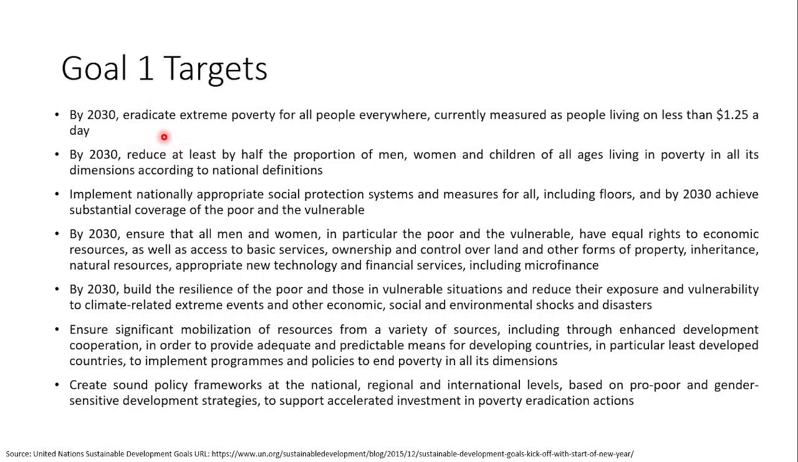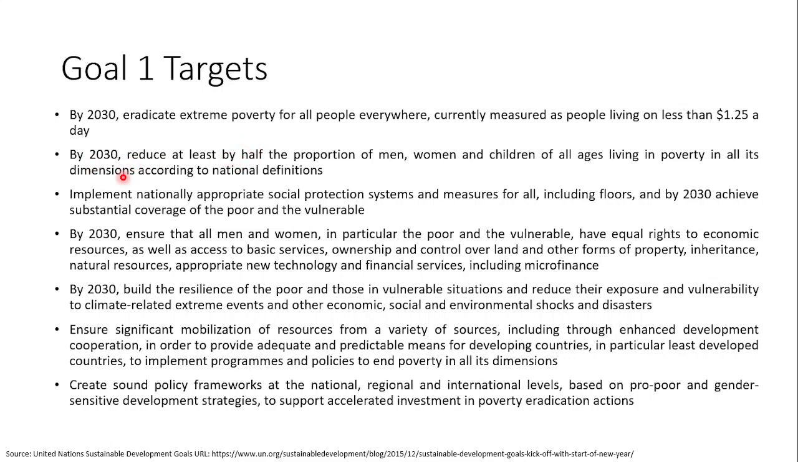So, eradicate extreme poverty. They have defined the poverty line as anyone living on less than $1.25. We'll just calculate how much that is in rupees. 1.25 into, I think today it's 82 something, so 102 rupees or something. Consider it as 100 rupees per day. So this is the global poverty line. Anyone earning less than 100 rupees per day is considered poor. That is extremely poor, and that needs to be eradicated.